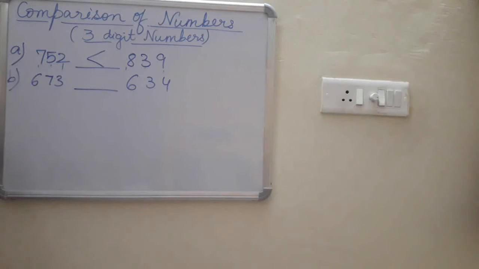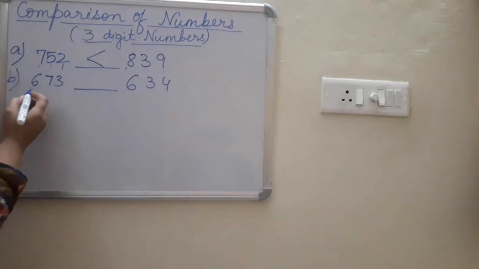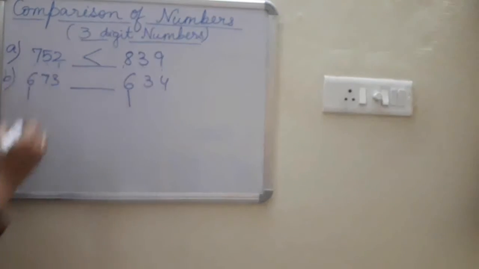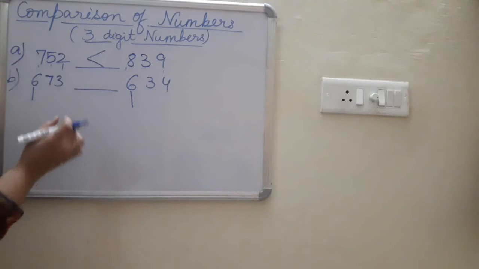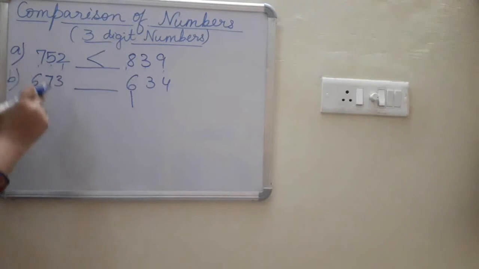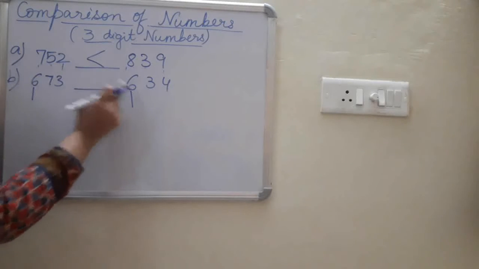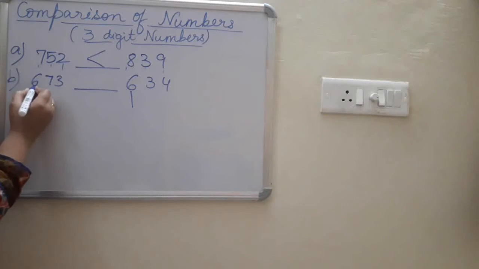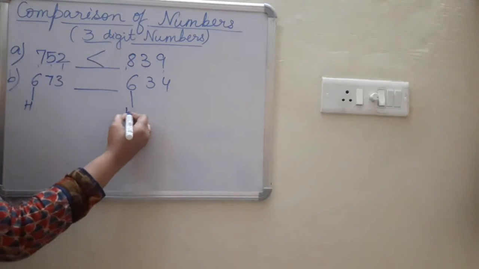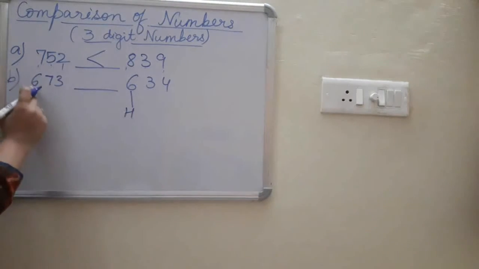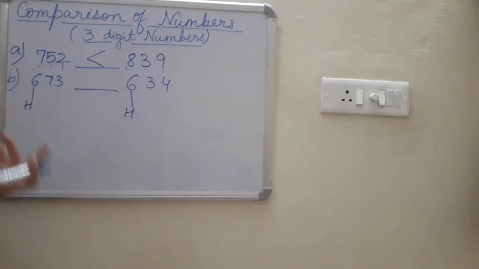In this question you will see that again to compare these two numbers, what will we do? We are going to look at the digit at hundreds place. First of all we look at the digit at hundreds place as we did in A part. In this also we will look at the digit at ones place. Here you can see at hundreds place digit 6 is there, and here also at hundreds place digit 6 is there. As you can see, there is no difference between the two 6. 6 and 6 both are same.